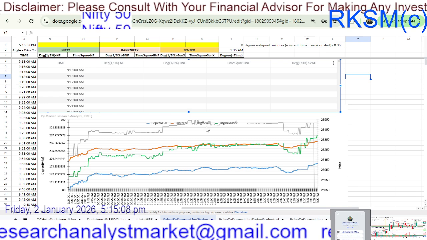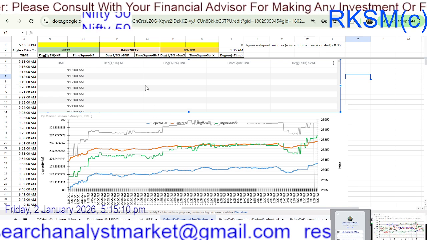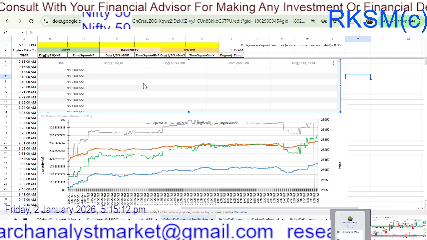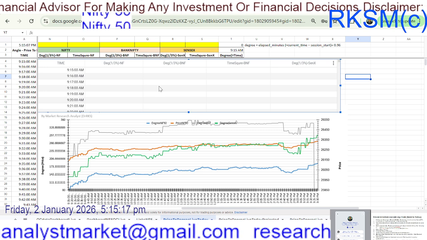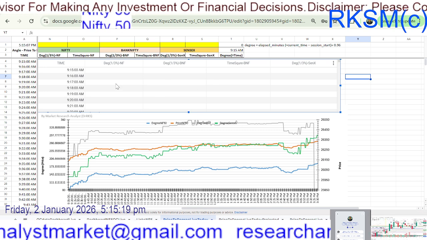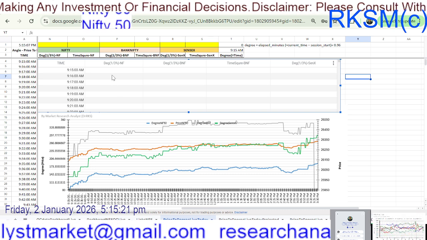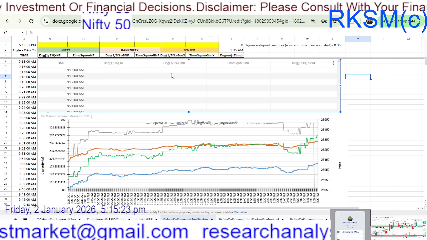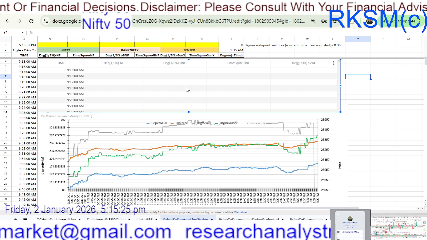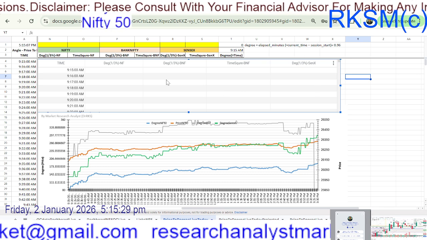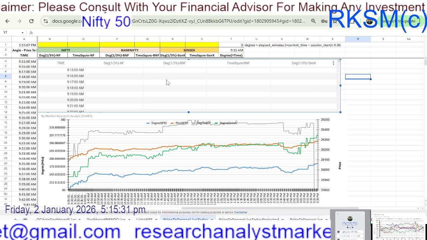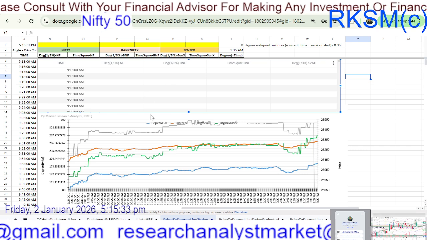For whatever assets we have selected, we have selected three assets: Nifty 50, Bank Nifty, and Sensex. And we have multiple confirmations. You see one parameter here and here. This is the Nifty, this is the Bank Nifty, this is the Sensex. Now you can have a look.